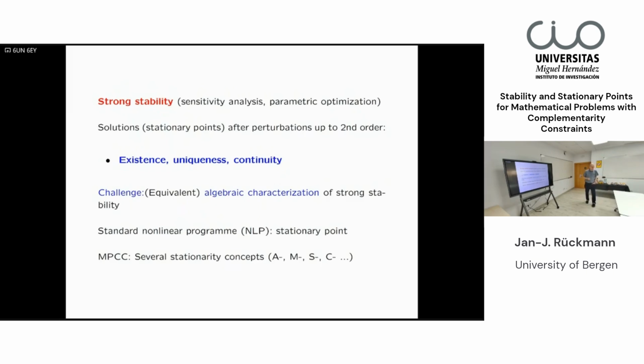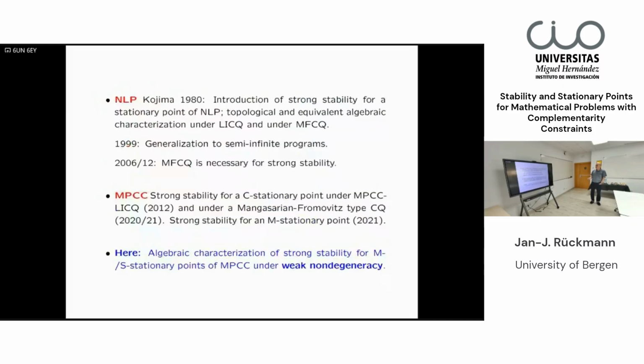The challenge is always, as we know, that we can define strong stability to say existence, uniqueness, and continuity should be fulfilled, but this is a property which cannot be handled. We cannot check this. So the question is, how can we formulate conditions which we can check? One thing is an algebraic characterization. Kojima did this in the 80s, the first time for standard nonlinear optimization problems. I will come to this definition later on.